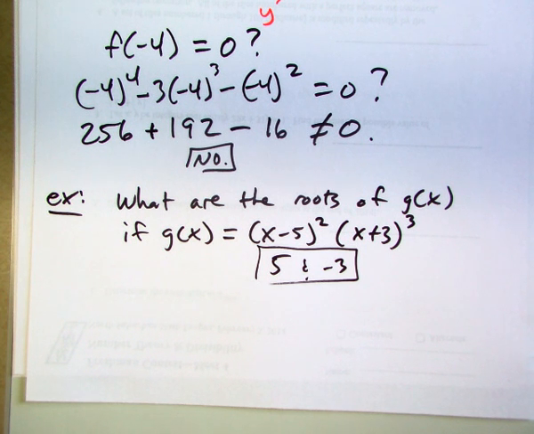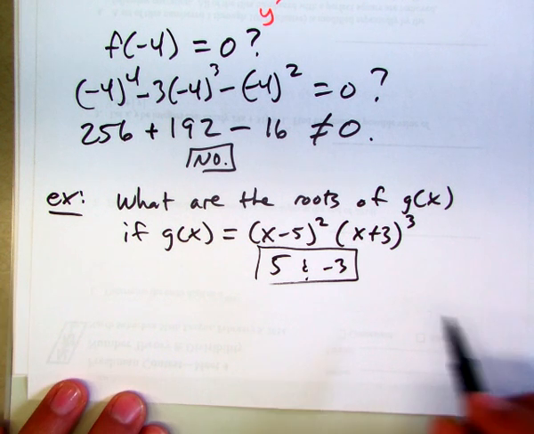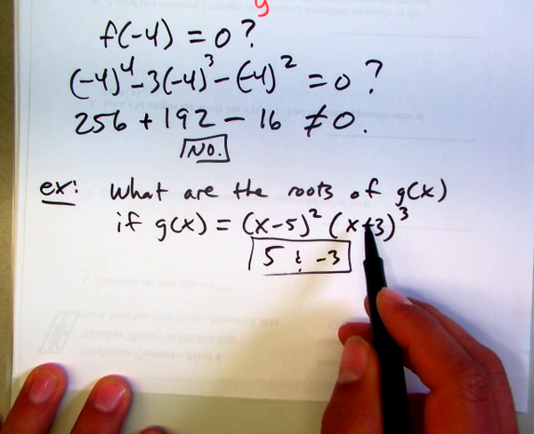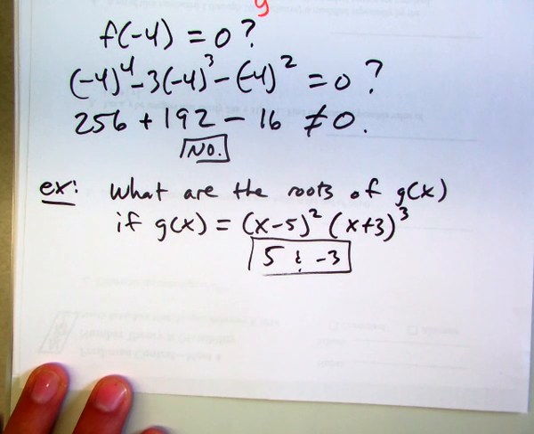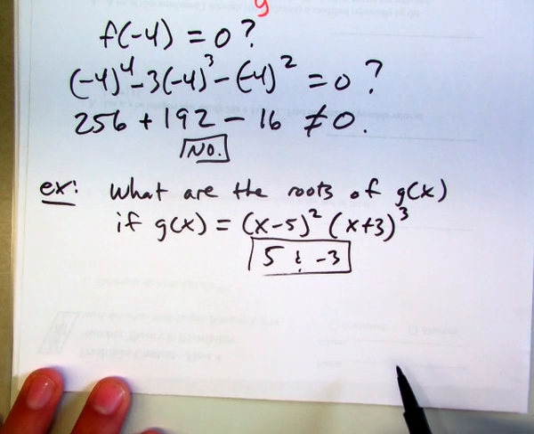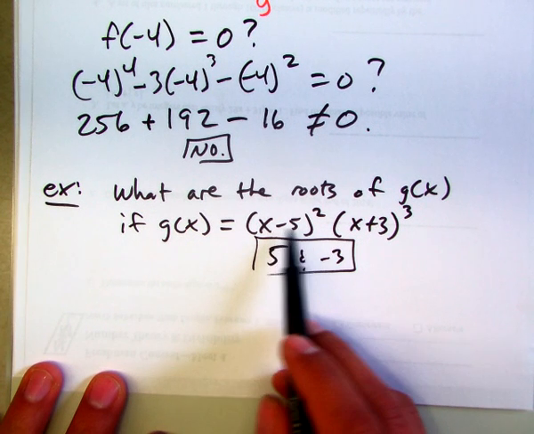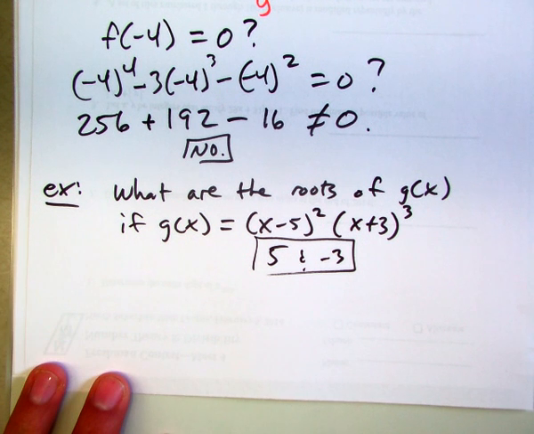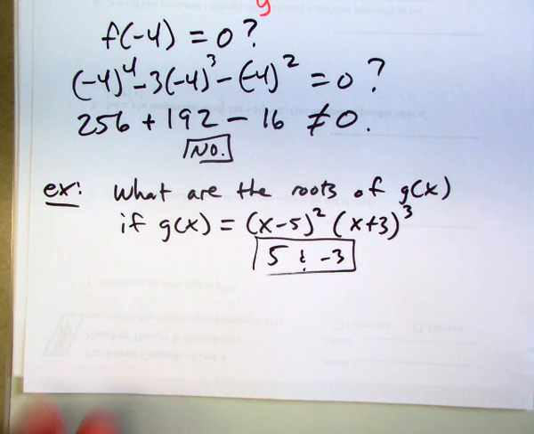Does everybody see how we got that? In case you didn't, this is factored. Once you have it factored, you just set each factor equal to 0, right? Which gives us 5 and negative 3. By the way, how many times would x minus 5 show up if you actually wrote it all out? Twice. How many times would you see x plus 3? 3 times.